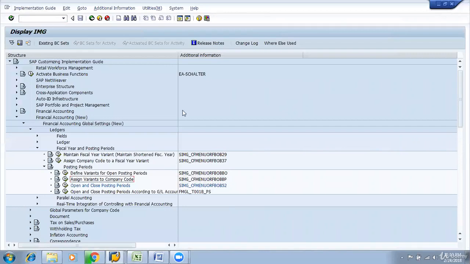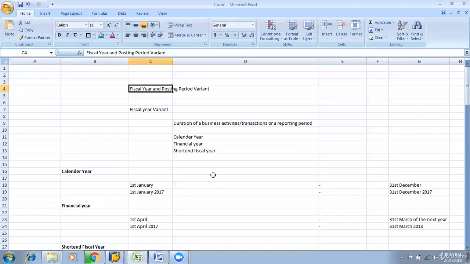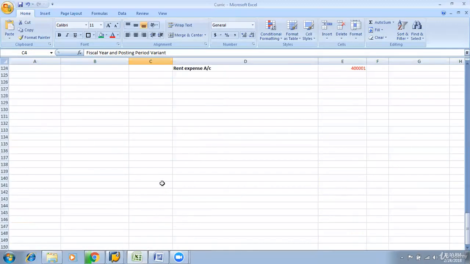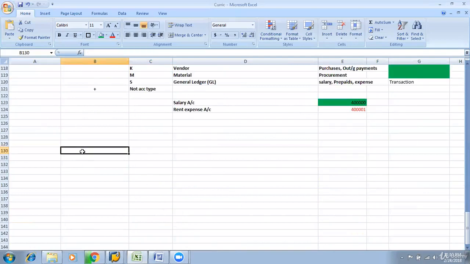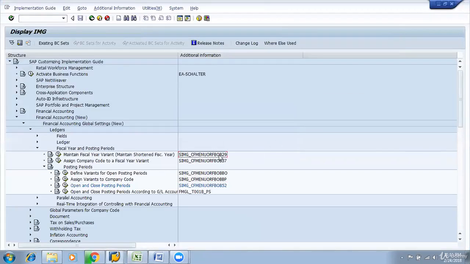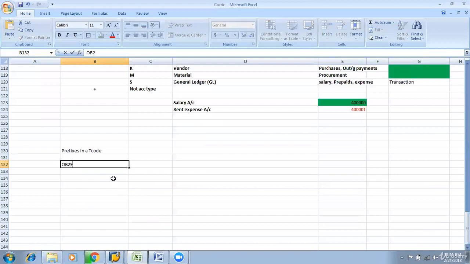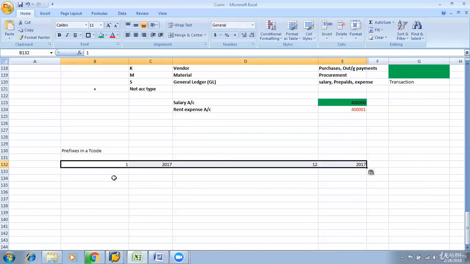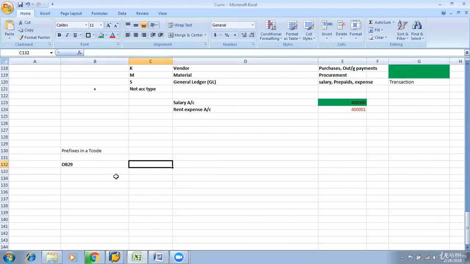Just keep on practicing. Another short thing which I would want to tell you is using the prefixes in the T codes. This is not a specific topic, but a generic thing which you should come across using SAP. Prefixes in a T code. What are these? Let's take an example of OB29. I randomly chose OB29. You can choose any T code.